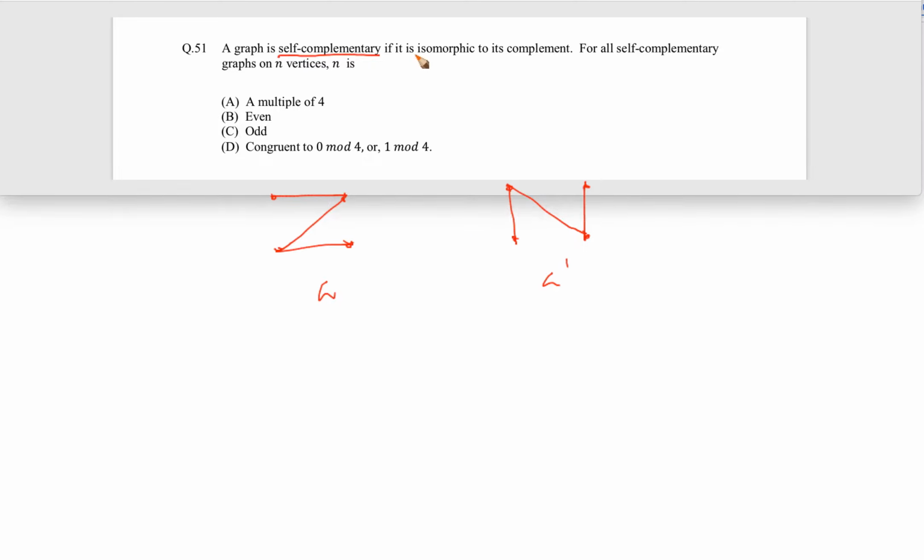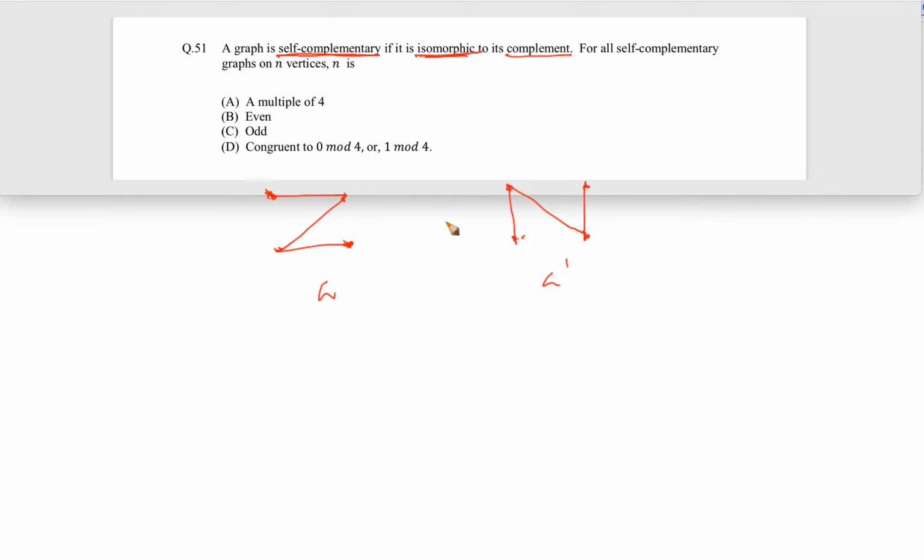Turns out that it is self complementary only when the complement is isomorphic, which means that these two are isomorphic. So you can see that the number of vertices is the same, the number of edges is the same, and all the degrees are also the same. Okay, so they are isomorphic. That's why they are called self complementary.